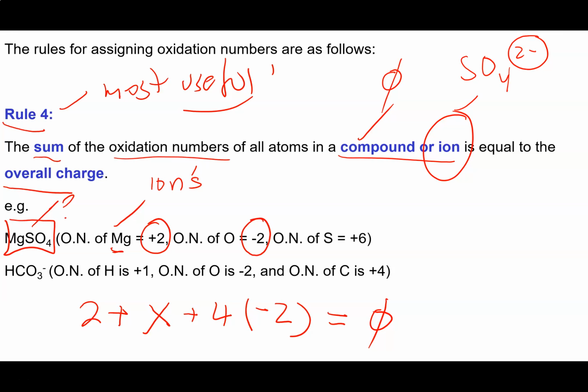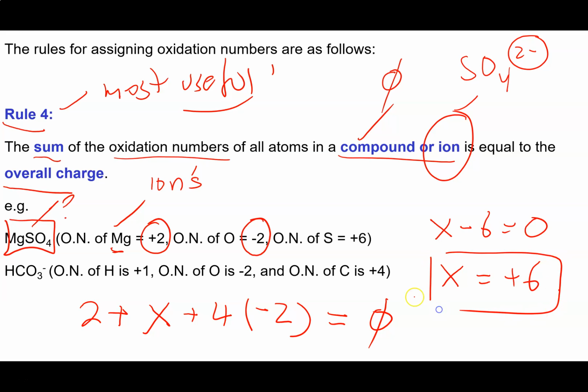So let's do the math here. This is going to end up being X minus 6 equals 0. So that means that X equals plus 6. So by using rule 4, I'm able to get the oxidation number of the sulfur, which I don't have a specific rule for.